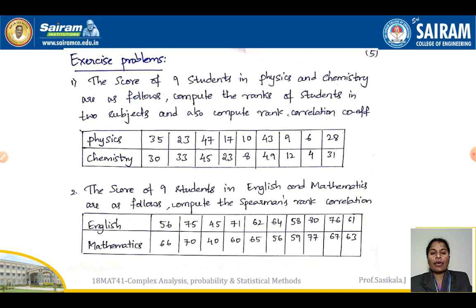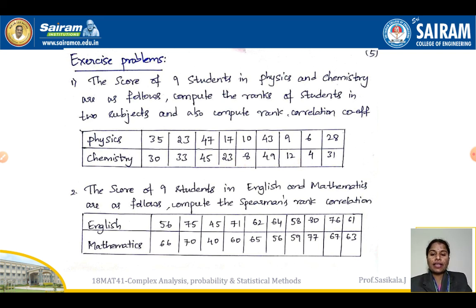So some more example problems have been given for practice. The first question is related to physics and chemistry. Marks have been given for 9 students. We need to find the rank correlation here. We should give ranks for physics and chemistry, then find the difference, take the square, and substitute into the formula.